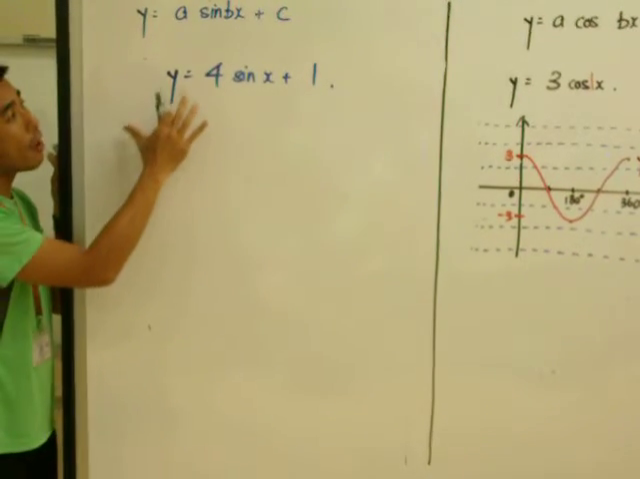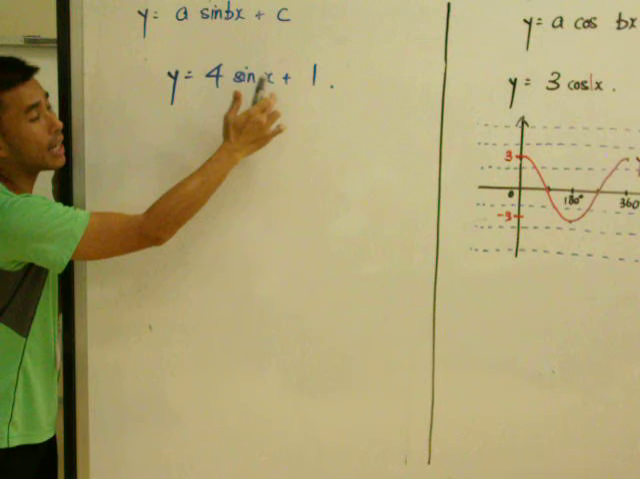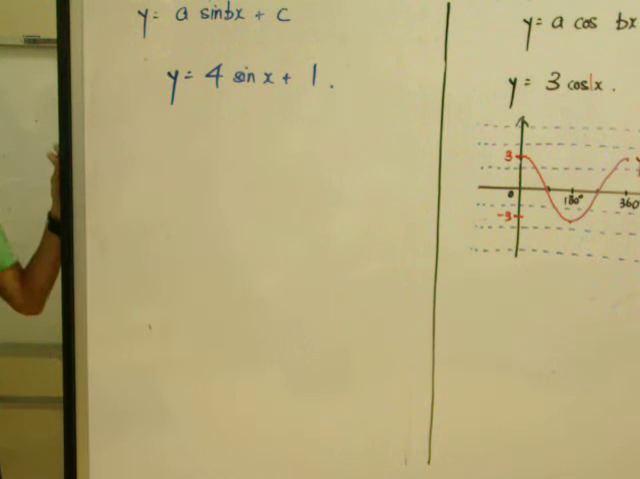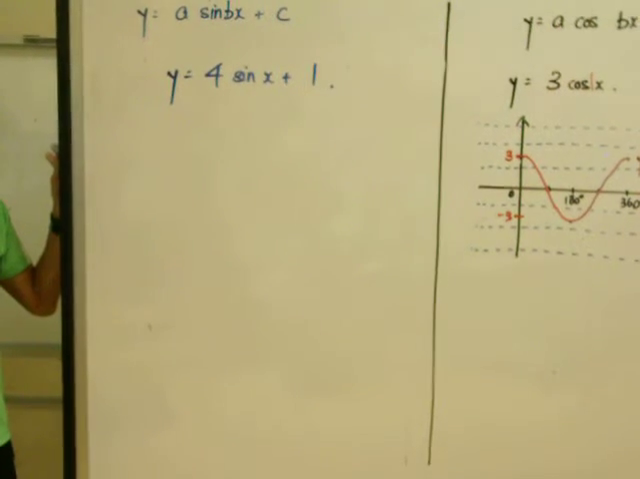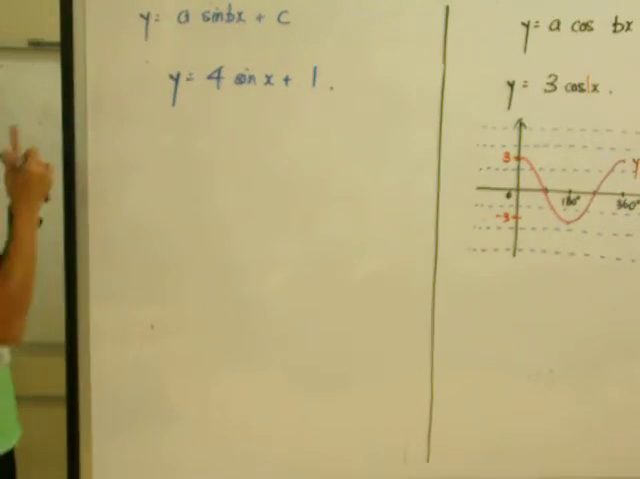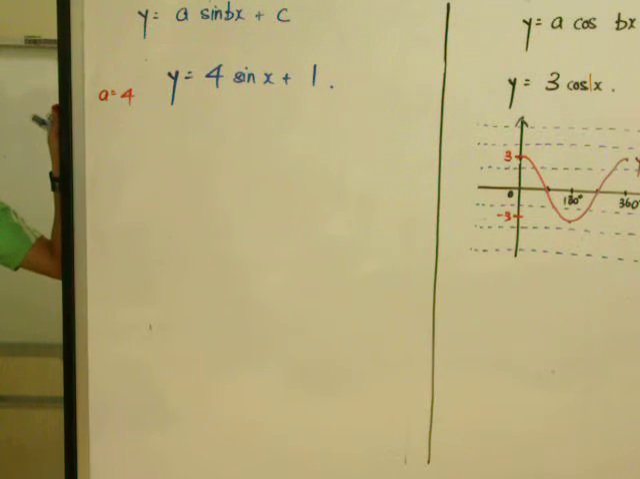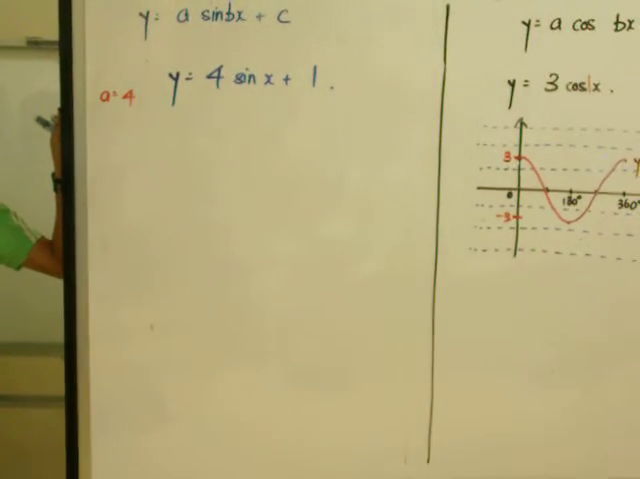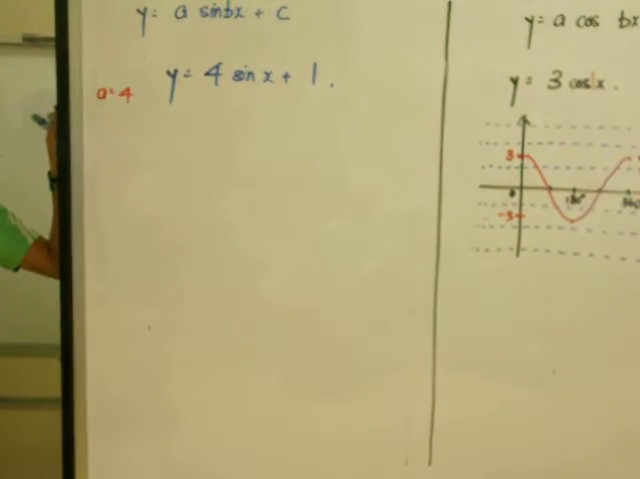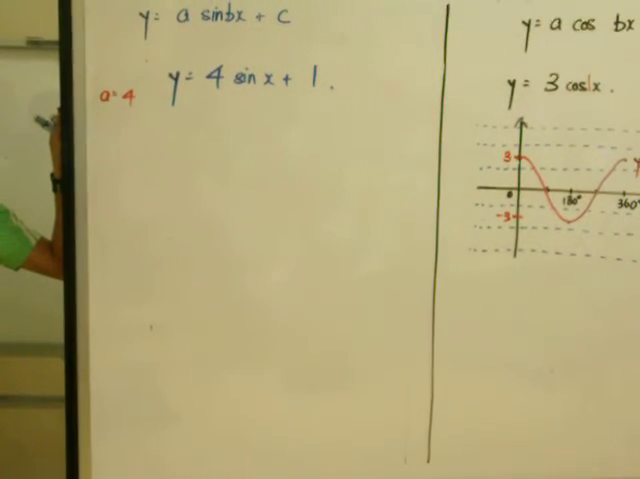Okay, this is the graph of y equals 4 sin x plus 1. Same as per normal, what do we actually look out for? A. What's the value of A here? 4. This A is the amplitude, am I right? Yes. This tells you that your maximum value is 4. But your minimum value? Negative 4. At the start. Later it may change.